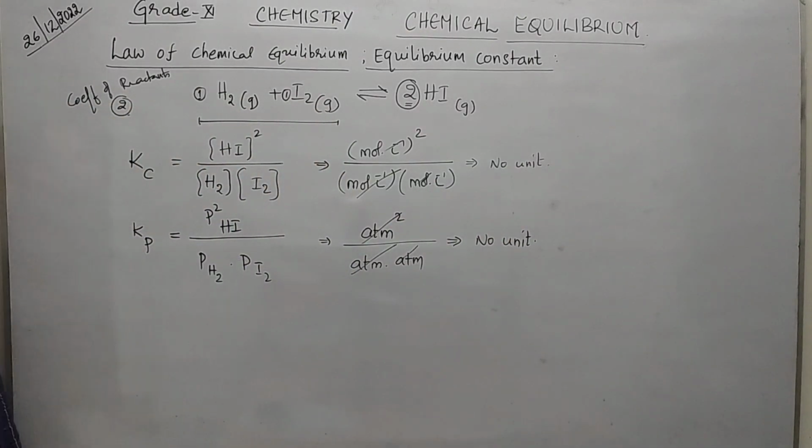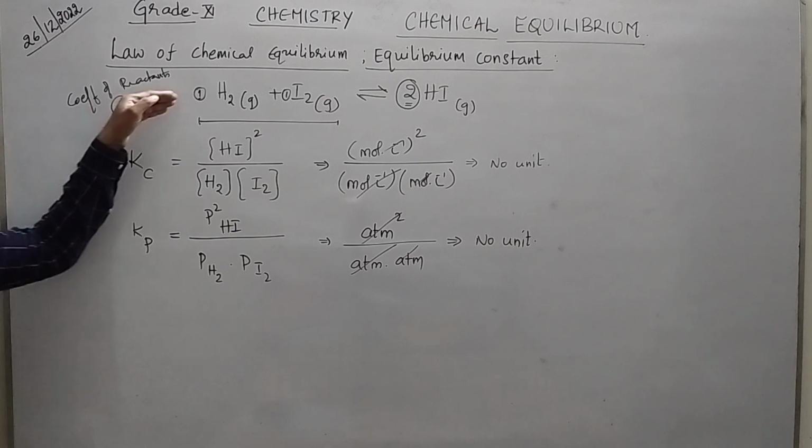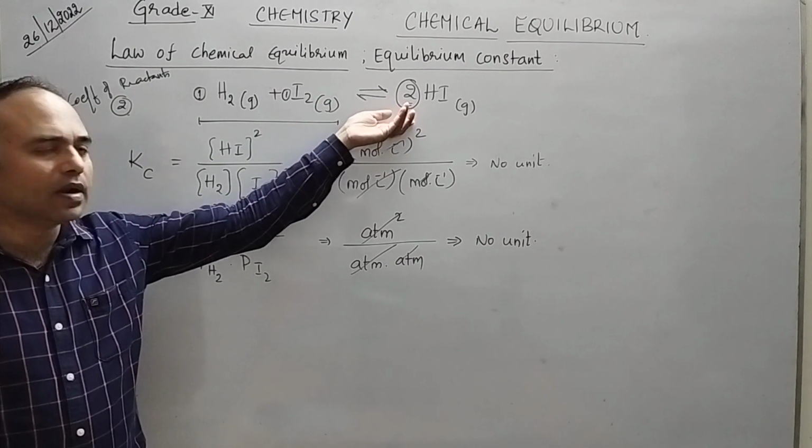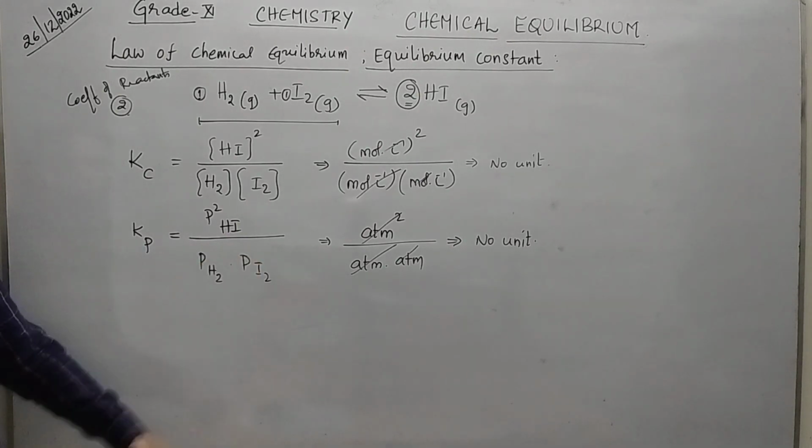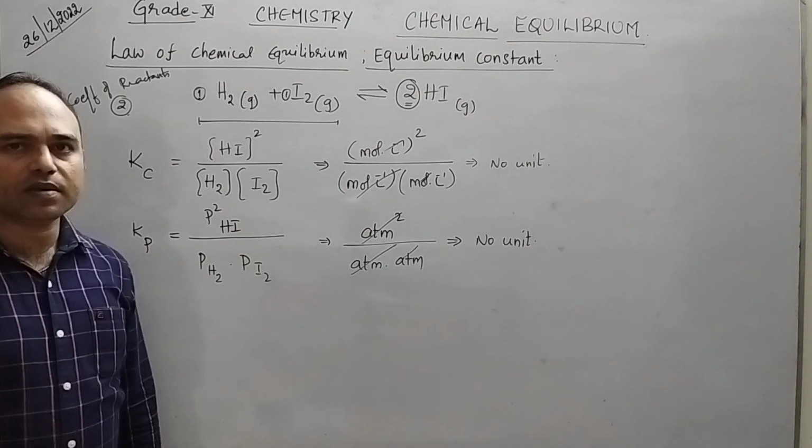Now we understood an important concept. What is that? If the coefficients of the reactants is not equal to the coefficients of the product, then you will get some unit for Kc and Kp. Otherwise there will not be any unit. Now let us solve the numericals.